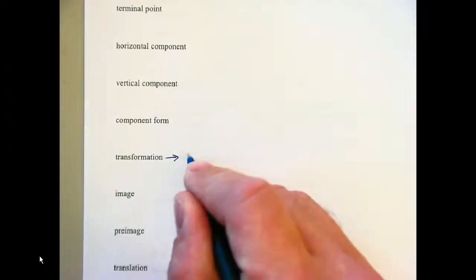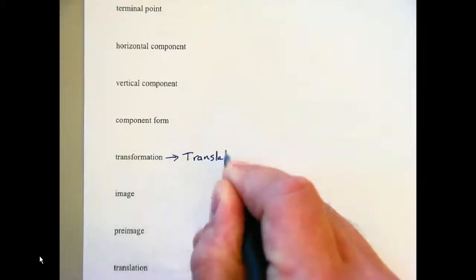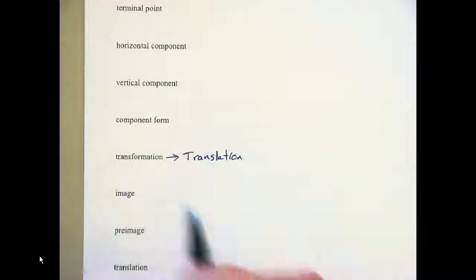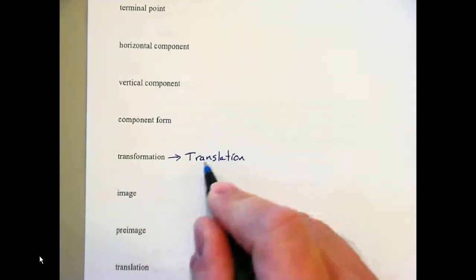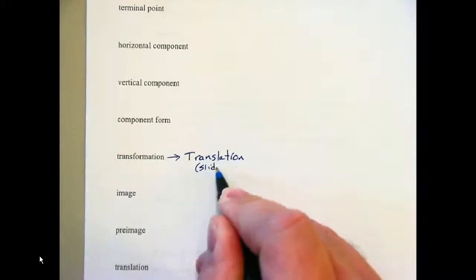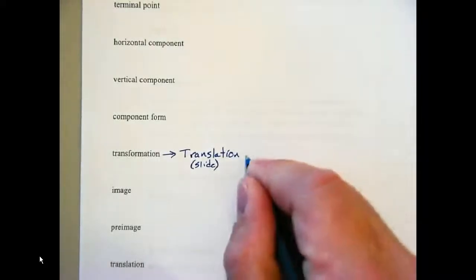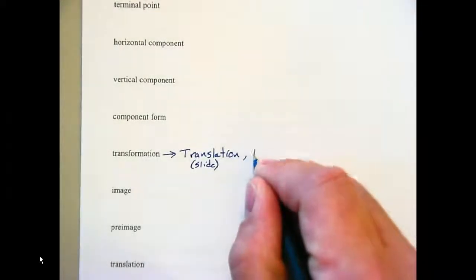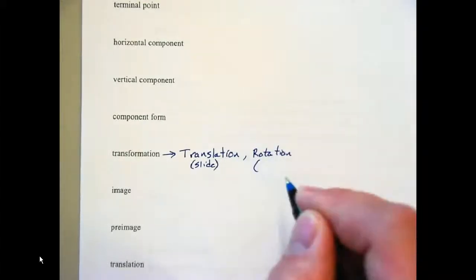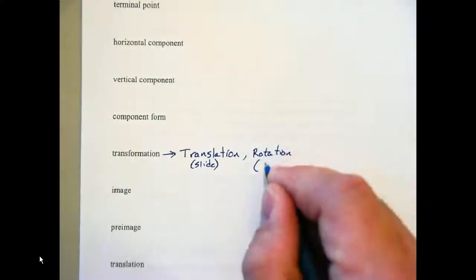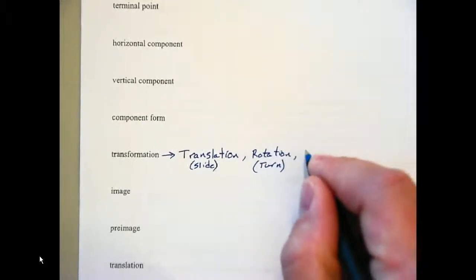The one that students sometimes confuse is the word translation and transformation, because they both start with trans. A translation, the slang term for that is a slide. That is one type of transformation. Another type of transformation is a rotation. Anyone know the slang term for that? That is called a turn. Well done.